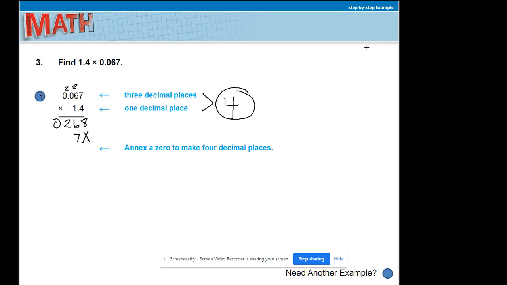So 1 times 7 is 7, 1 times 6 is 6, 1 times 0 is 0, and 1 times 0 is 0. And we add that together, and we are going to get 8 plus 0, which is 8, okay? And then 7 and 6 is 13, carry the 1. We have 6 plus 2 is 8, plus 1 is 9, and then we have our zeros here. And remember, we have to move 4 times, so we go 1, 2, 3, 4. Okay, so our answer should be 0.0938.